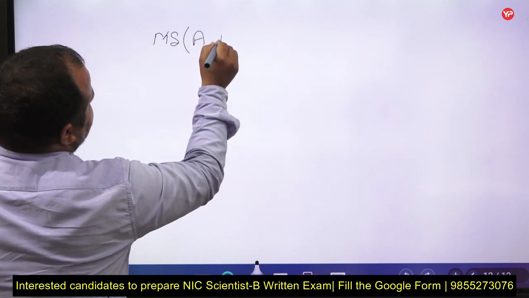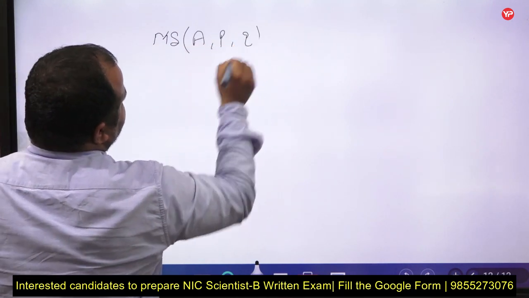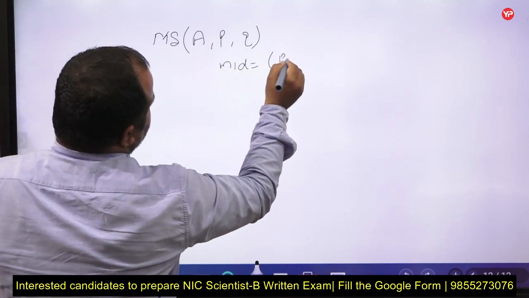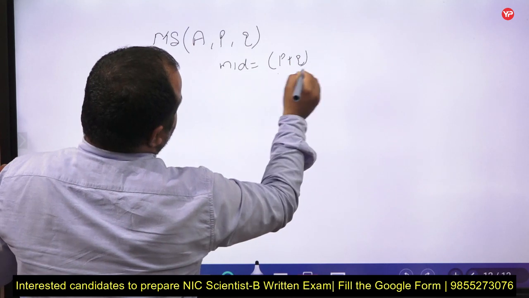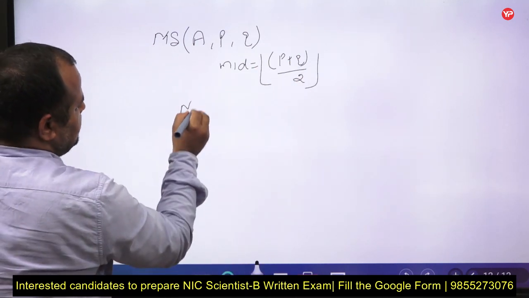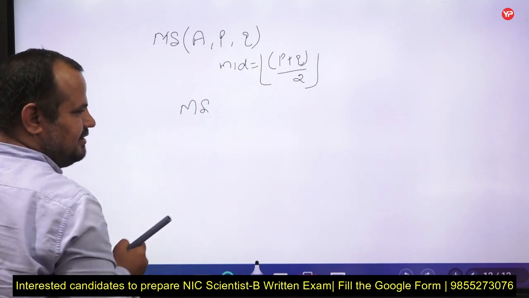A is an array, starting index is P, last index is Q. First of all, it tries to find the middle element. What is the middle element? P plus Q by 2, floor value. Fine. Now it divides the array based on the middle value.